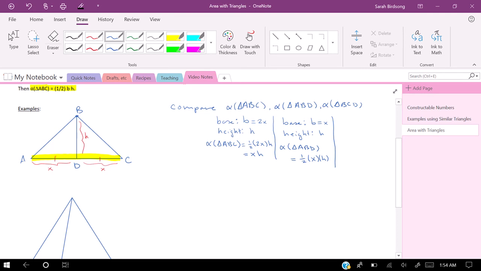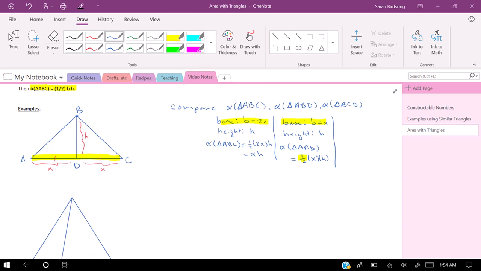Notice the relationship here. You have that the base of this triangle was half the base of the previous triangle. Notice then, what did we get? We got that the area was also half the area of the previous triangle. This is not a coincidence.